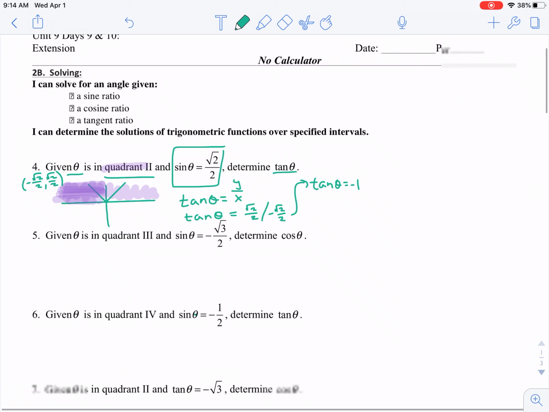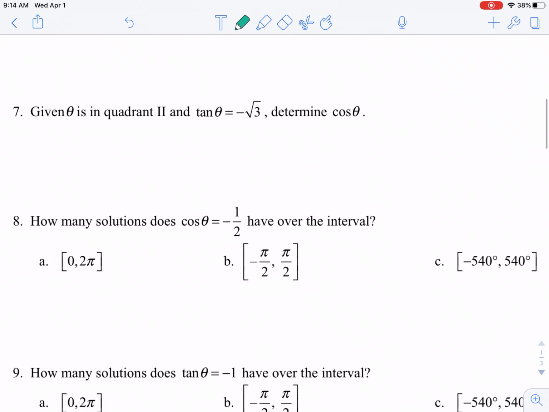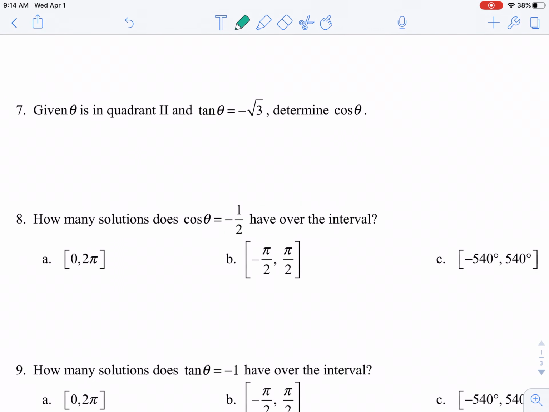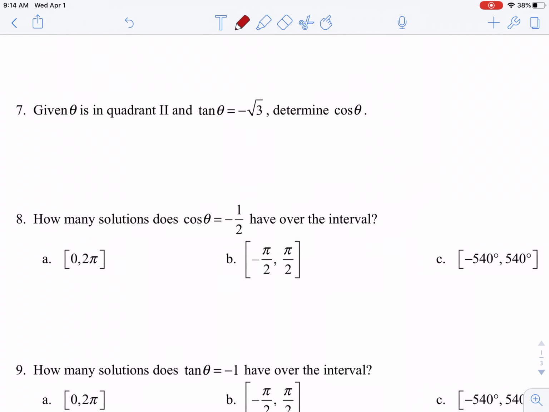So go ahead and try questions 5 through 7. They are kind of like that question. And then when you're ready, you can take a look at an example from question 8. So I'm going to do example 8 with you, two parts of it.